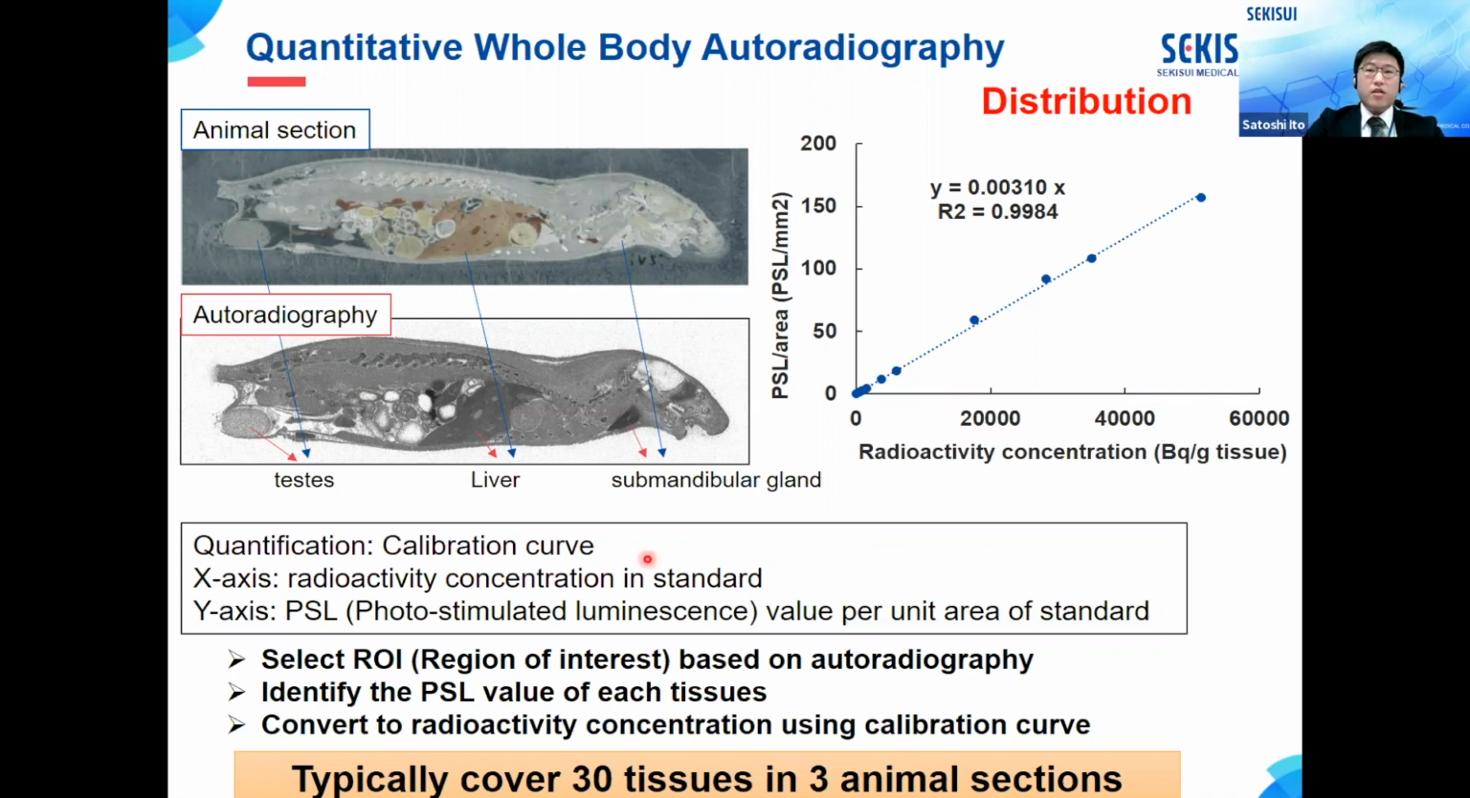The radioactivity on the section is converted to radioactivity concentration using a calibration curve with radioactivity concentration on the x-axis and radioactivity intensity on the y-axis. The area to be quantified is identified on the image, and the photostimulated luminescence value is calculated using specialized software. This PSL value is converted to a radioactivity concentration using a calibration curve.